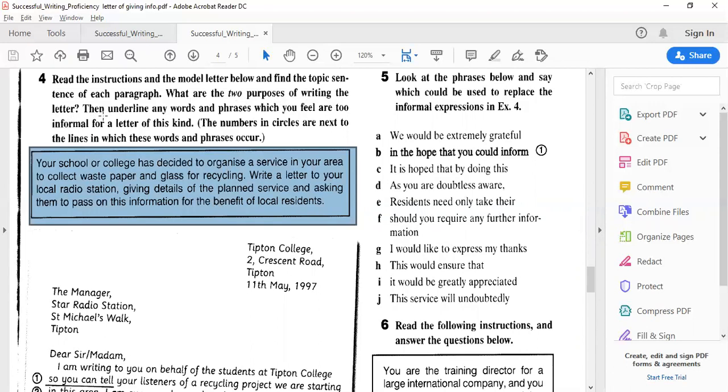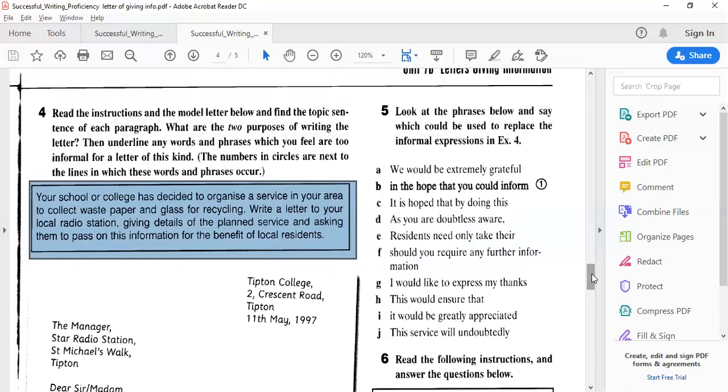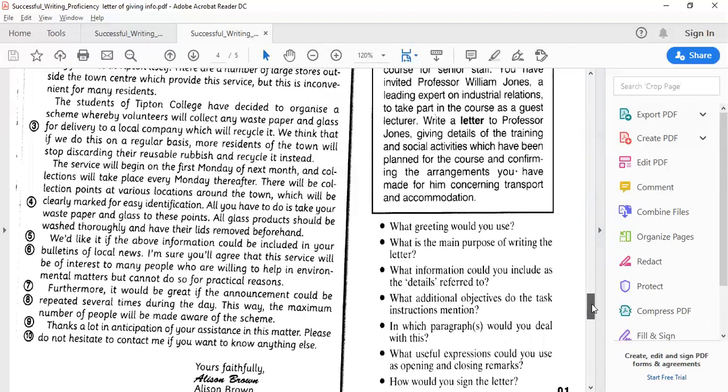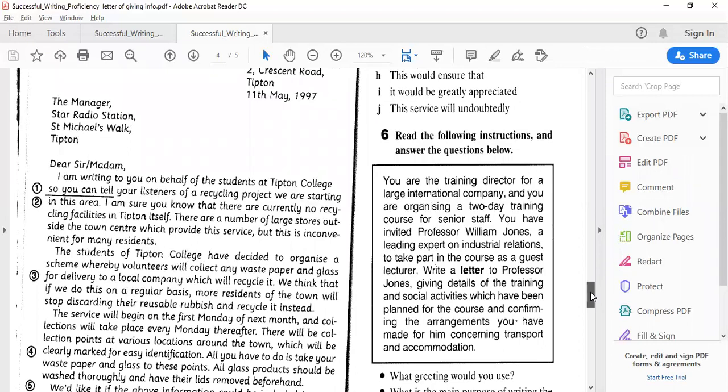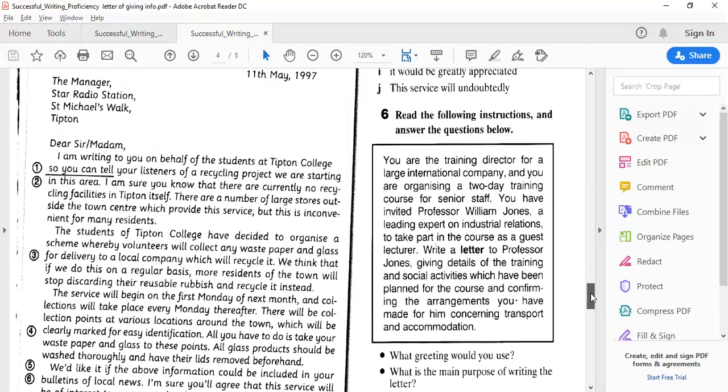And then, particularly, underline any words or phrases which you feel are too informal for a letter of this kind. Underline two or three phrases which you think are not appropriate, they are not formal, they are informally written here. So by completing this particular task number 4, you'll be able to identify that of course there are ideas that we need to talk about, there are ideas that we need to cover, and this is what we need to deal with. And this is what you will go through, the ideas.